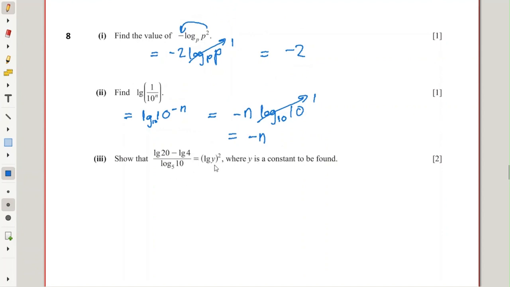Show that this is equal to this. All right. Okay, let's see. So for the numerator, they are subtracting, right? Let me just solve the numerator separately. So if they are subtracting and they have the same base, that means you can just divide the argument. So 20 over 4, and this will give you log 5.